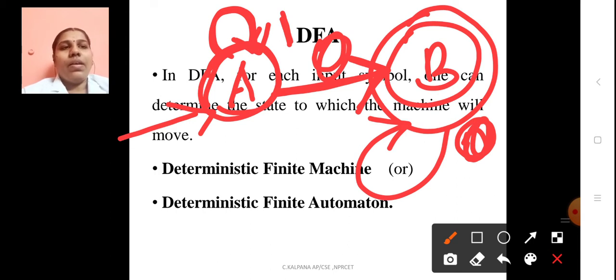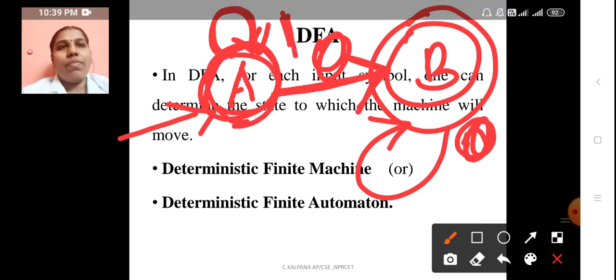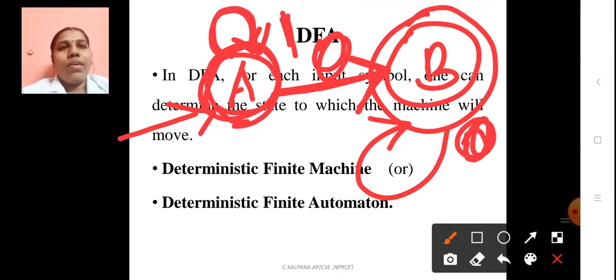The same example I am telling for NFA. In NFA, it has more than one transition for the same input symbol. That is the definition of NFA. For example, here there is a single transition for the input symbol 1, but in NFA we have more than one transition for the same input symbol 1. So this is the definition for DFA and NFA.